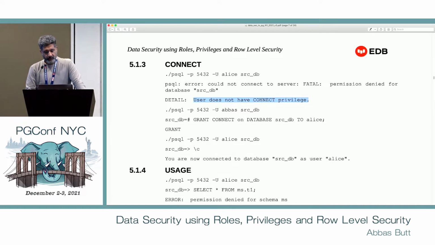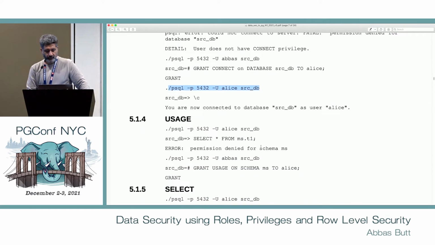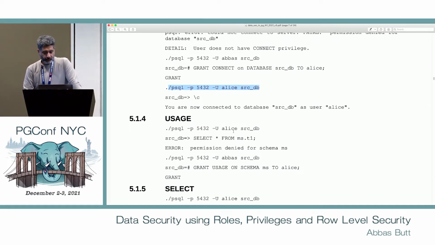So to handle this privilege, you have to grant connect on database to the user. Once you do that, you will be able to connect to the database using the Alice user. Next is the usage on schema. After connecting to the database, if I try to select from the table, I'm going to get the error, permission denied for schema.